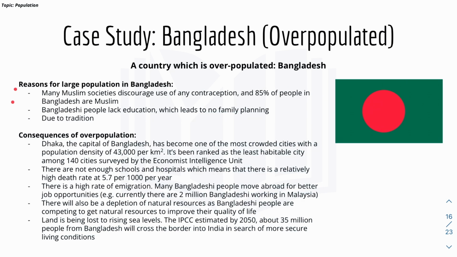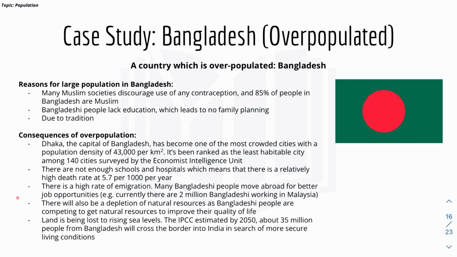And here are some reasons for the large population in Bangladesh. In Bangladesh, there are many Muslims, and many Muslim societies discourage the use of any contraception, and 85% of people in Bangladesh are Muslim. And there may be a lack of education in Bangladesh, which means that there's no family planning, and also it's due to tradition that families would like to have large families.